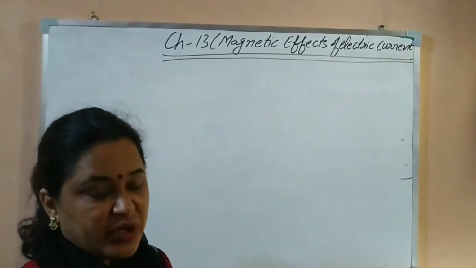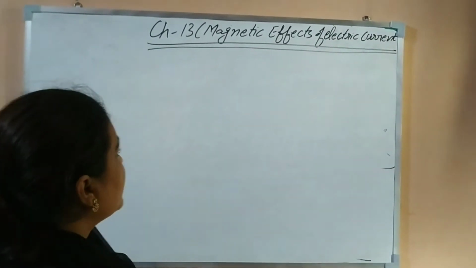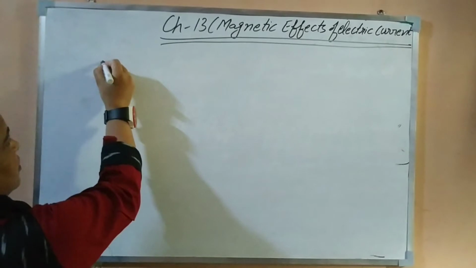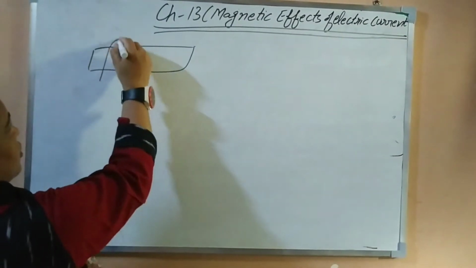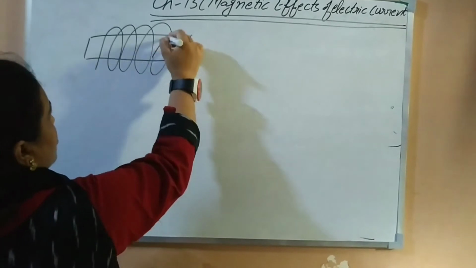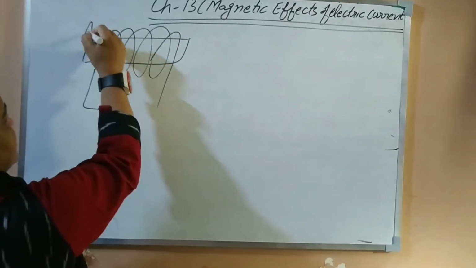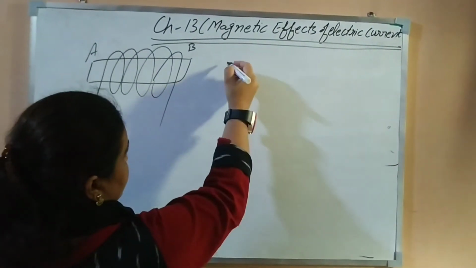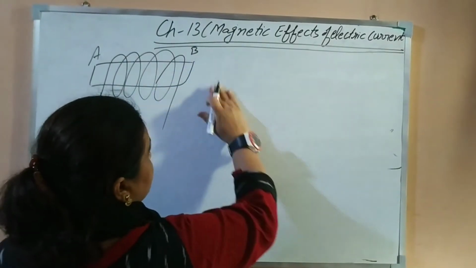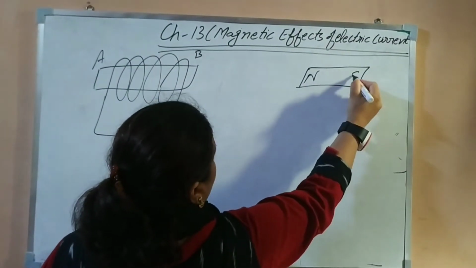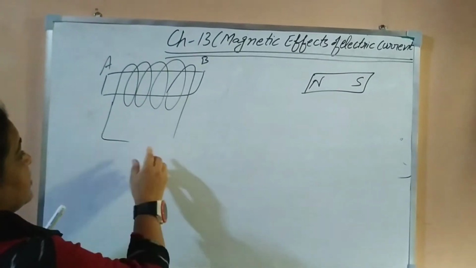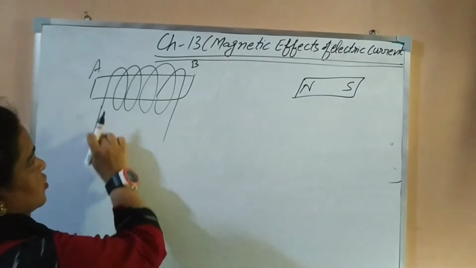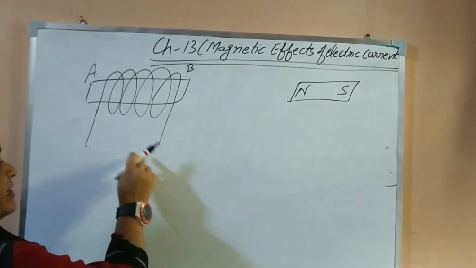He did this with the help of an activity. Let's see what he did. In the activity, first of all, he took a coil wrapped on a non-conducting material. He named the coil AB. Then he took a bar magnet, having north polarity and south polarity. And to detect the presence of current, he connected this AB coil to a galvanometer.